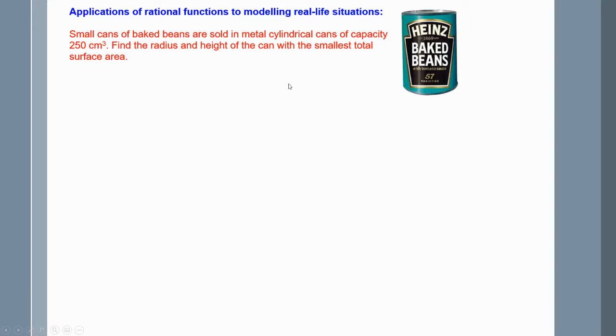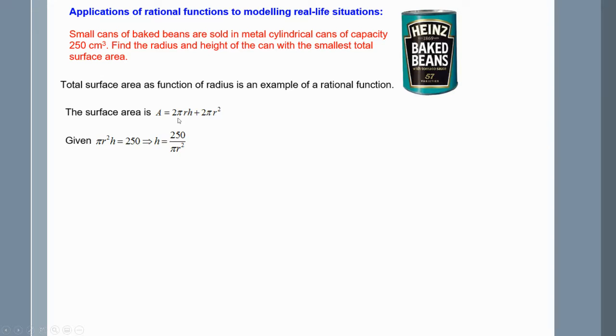Another example which relates a bit to methods, which is optimization. So we have the capacity of a baked bean can is 250 cubic centimeters or 250 mils. And we want to find the radius and height of the can with the smallest total surface area. So the surface area is 2 pi RH plus 2 pi R squared, that's cylinder.